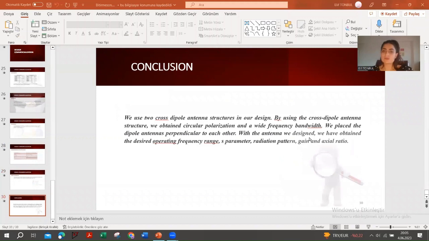We use two cross-dipole antenna structures in our design. By using the cross-dipole antenna structure, we obtain circular polarization and a wide frequency bandwidth. We place the dipole antennas perpendicular to each other. With the antenna we designed, we have obtained the desired operating frequency range, radiation pattern, gain, and the axial ratio.